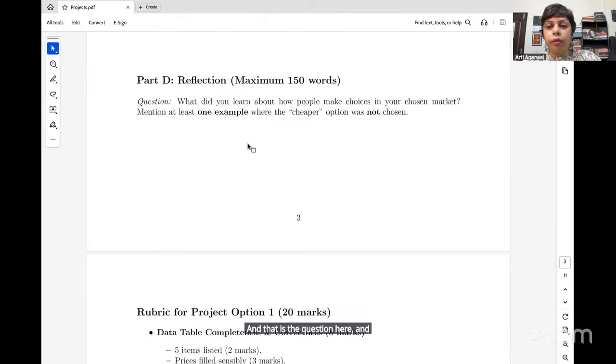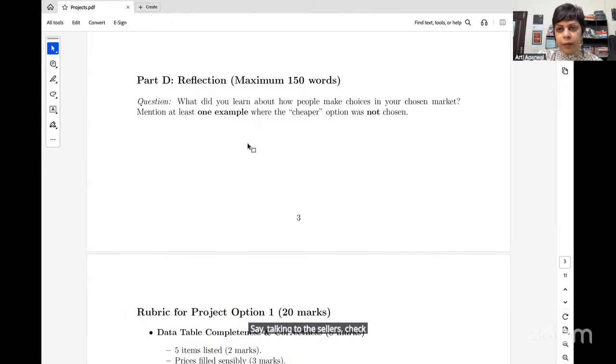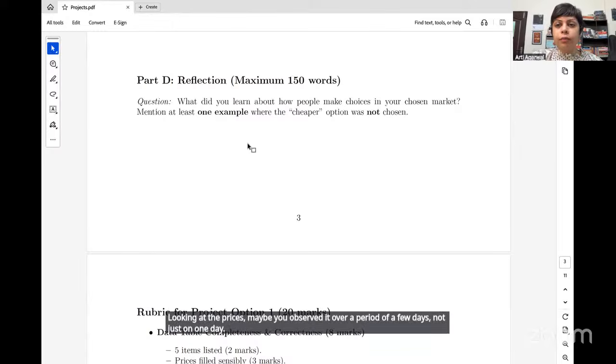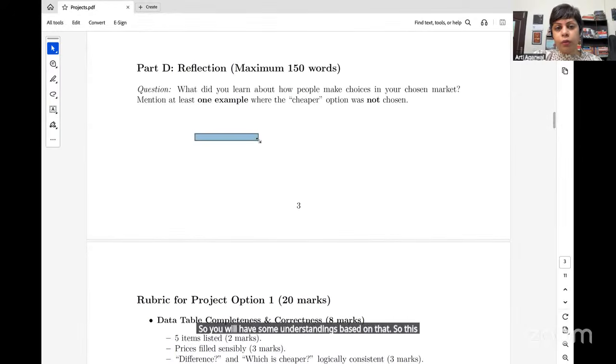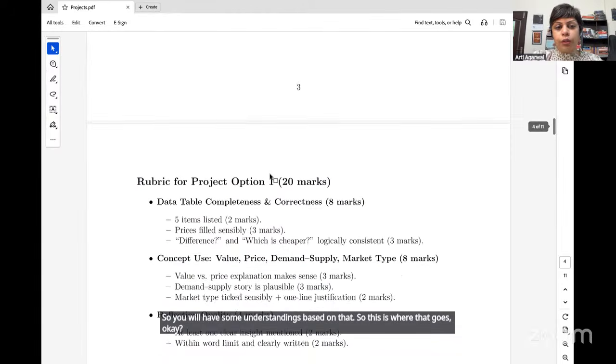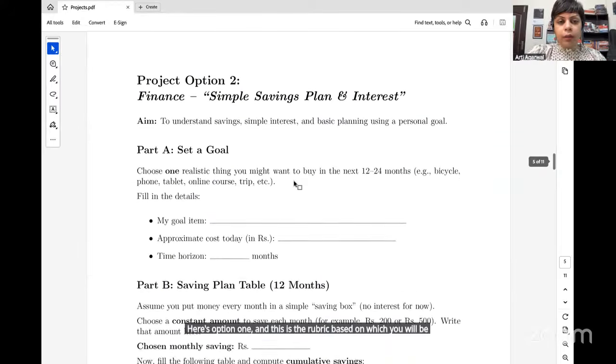And based on not just the table, but the whole process of, say, talking to the sellers, checking the online prices, maybe observing over a period of a few days, not just on one day, you will yourself start to get a sense of how prices move in the market. So you will have some understanding based on that. So this is where that goes. Okay. This is option one, and this is the rubric based on which you will be graded. You can check it later.